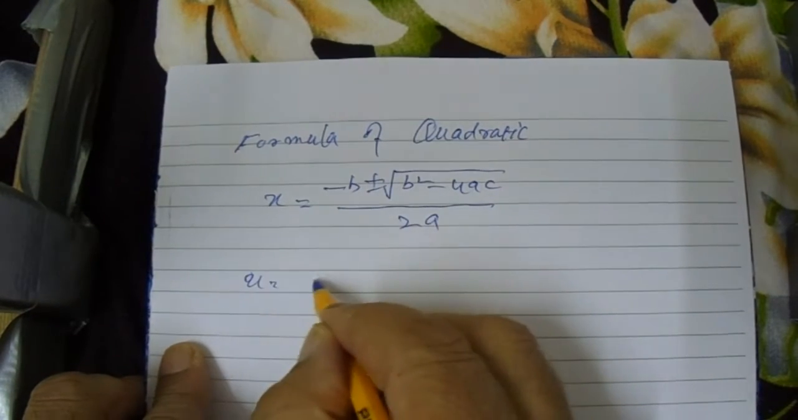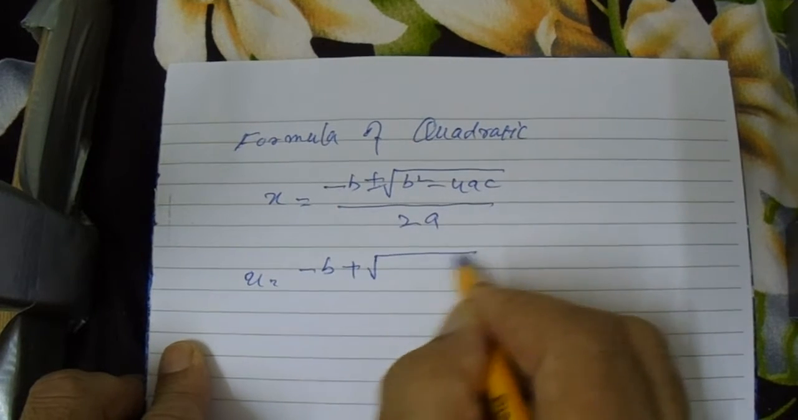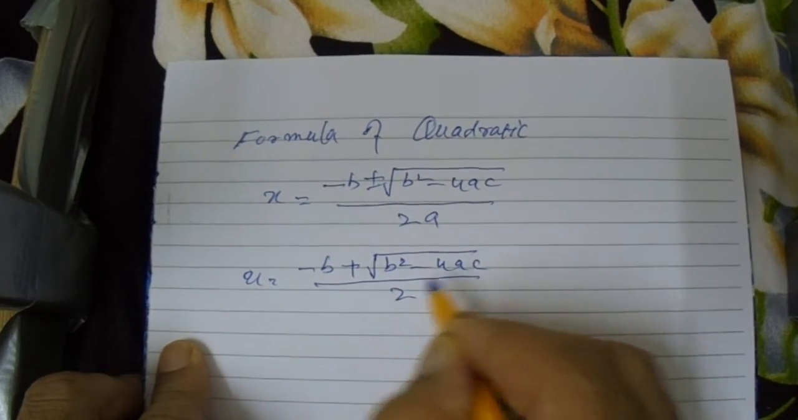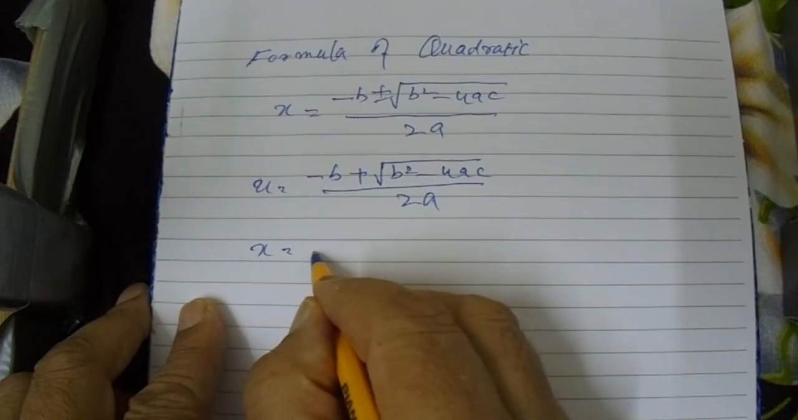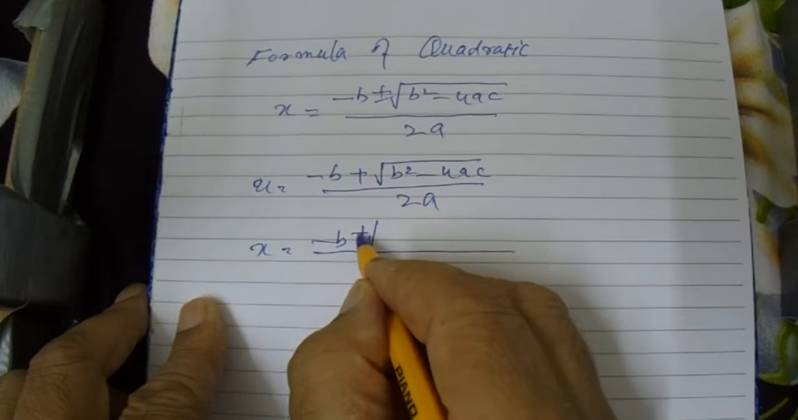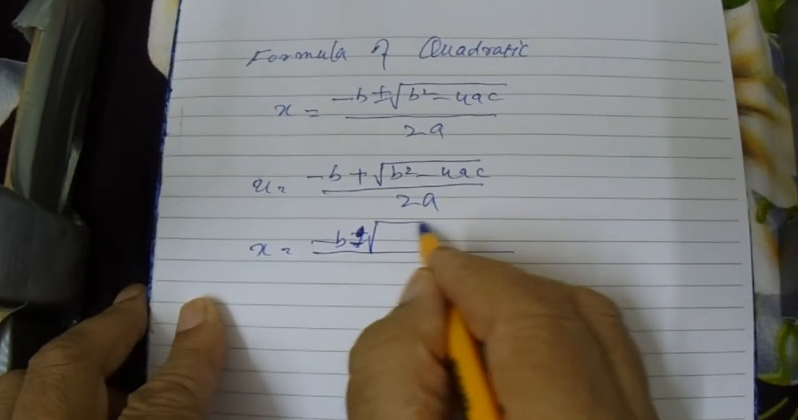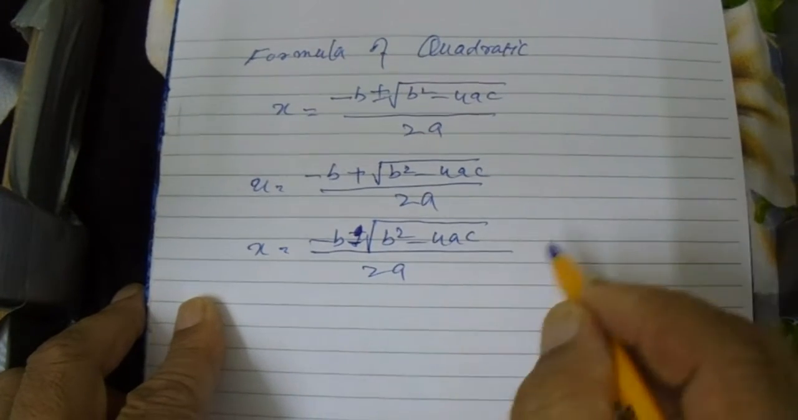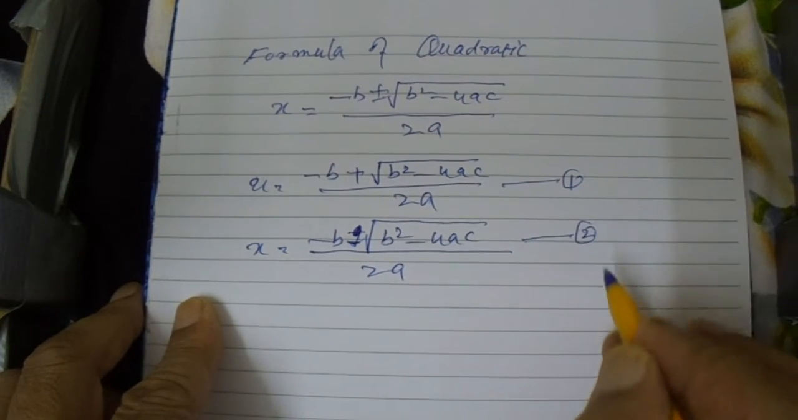First, x is equal to minus b plus square root of b square minus 4ac over 2a, where we write plus one time. And the second root is x equal to minus b minus square root of b square minus 4ac over 2a. Sorry, this is not plus, because we have taken plus for the first, we take only minus here. Now this is the first root of the quadratic equation, and this is the second root.